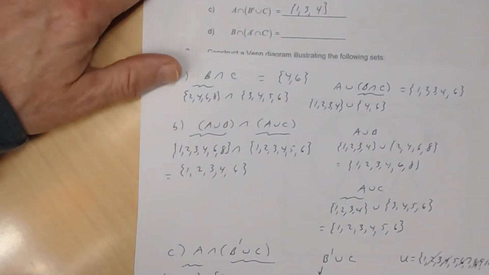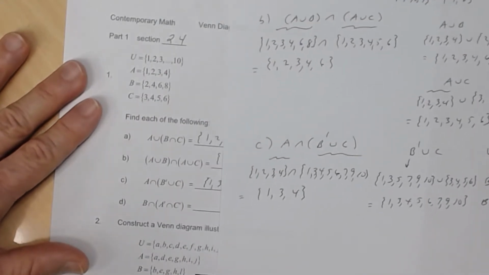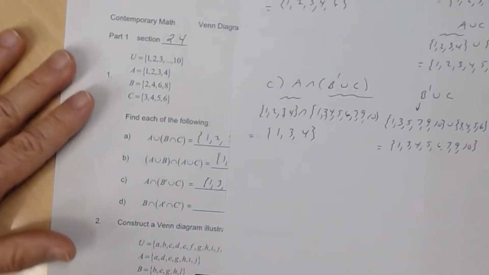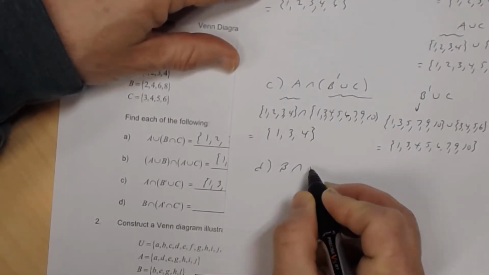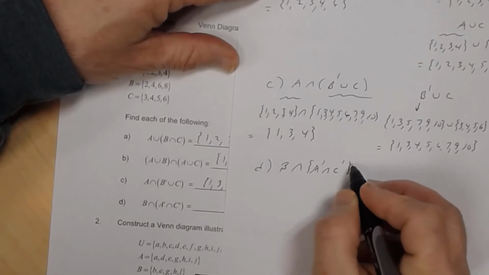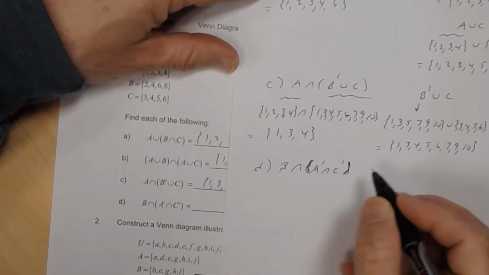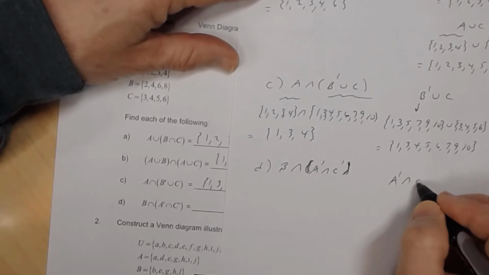Okay, and then letter D. So letter D then says this. I'll go ahead and do that here. So letter D is B intersect (A complement intersect C complement). Oops, that's parentheses right here. All right, so let's find what's inside the parentheses first. I'm going to find A complement intersect C complement.